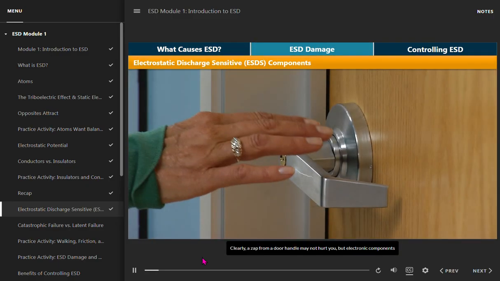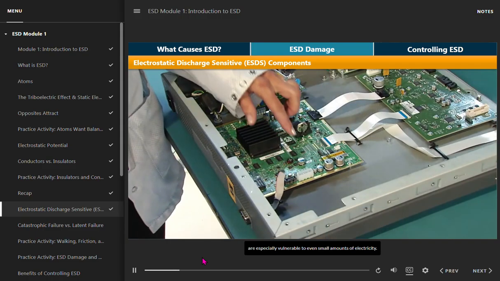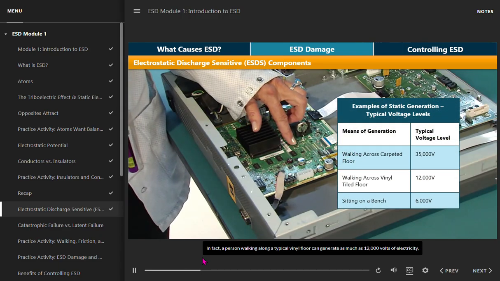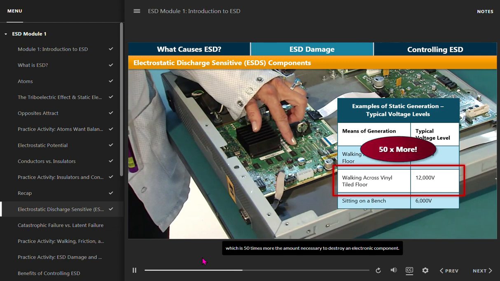Clearly, a zap from a door handle may not hurt you, but electronic components are especially vulnerable to even small amounts of electricity. In fact, a person walking across a typical vinyl floor can generate as much as 12,000 volts of electricity, which is 50 times more the amount necessary to destroy an electronic component.